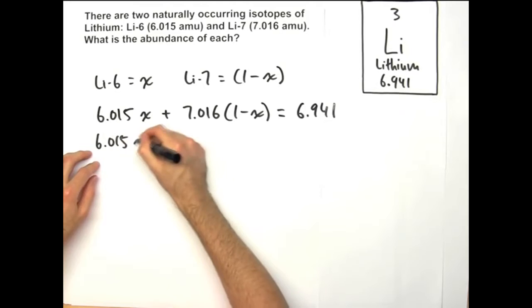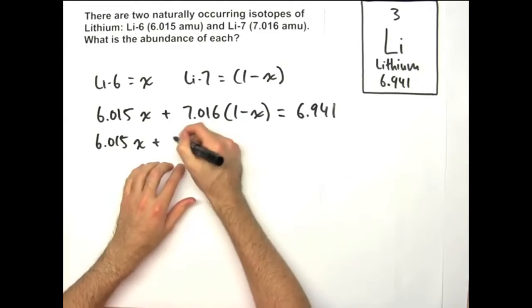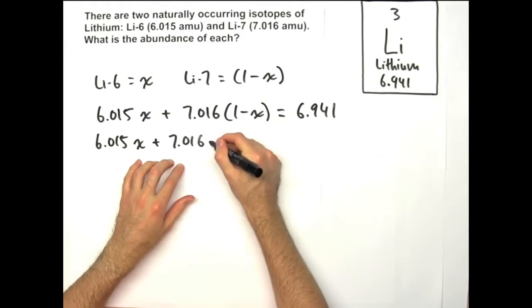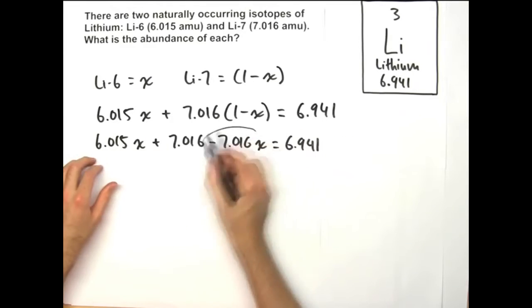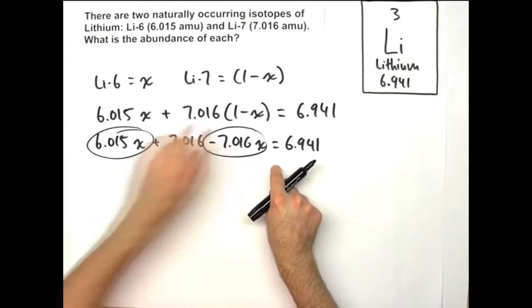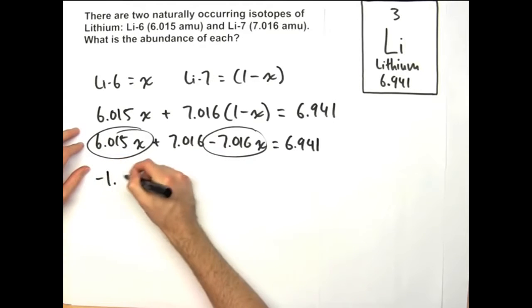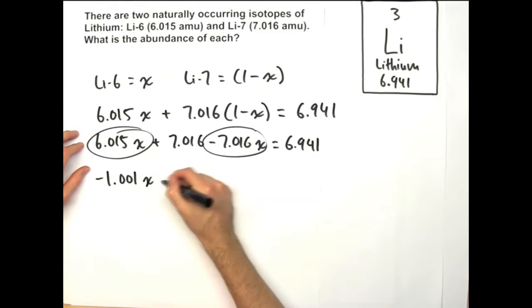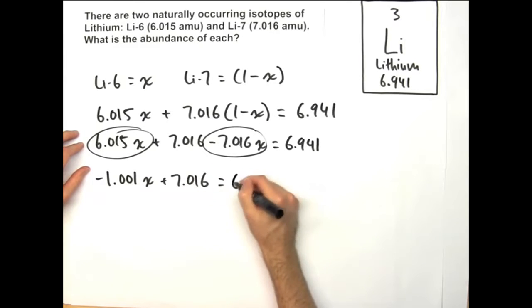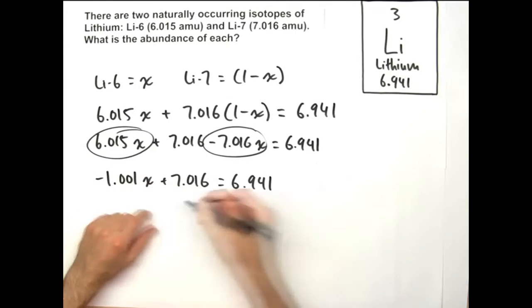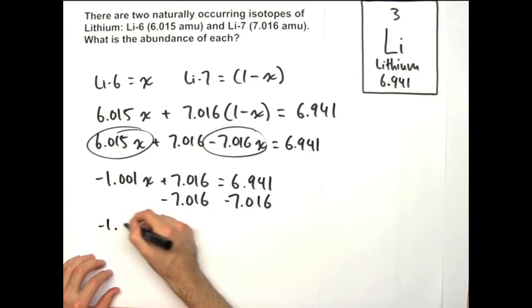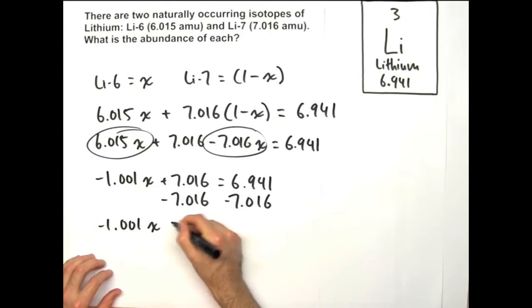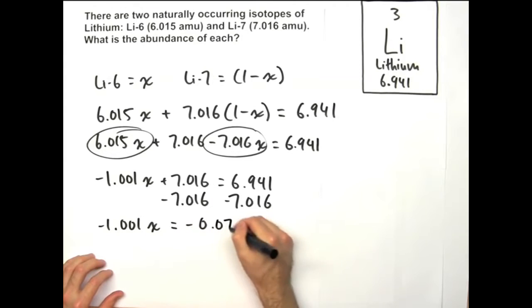Rewrite this. Distribute this number here, so 7.016 minus 7.016x equals 6.941. I have my x terms here. I'm going to subtract this from this, and that is going to give me negative 1.001x plus 7.016 equals 6.941. Now to get x by itself, I'm going to subtract this from both sides of the equation. I'll get negative 1.001x equals negative 0.075.